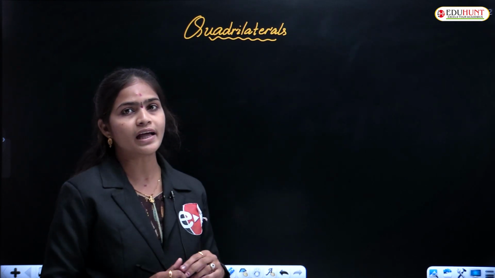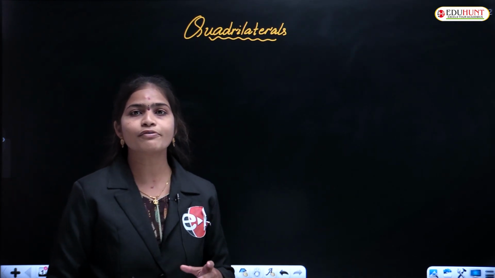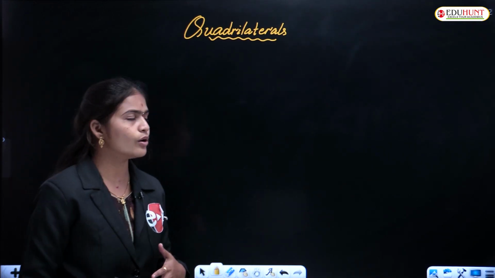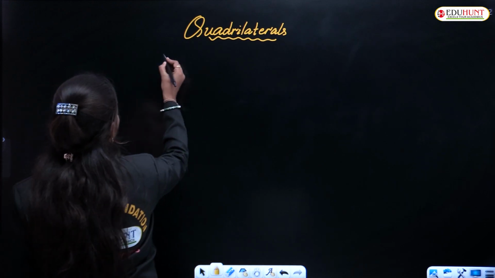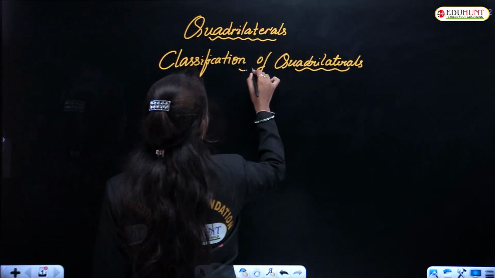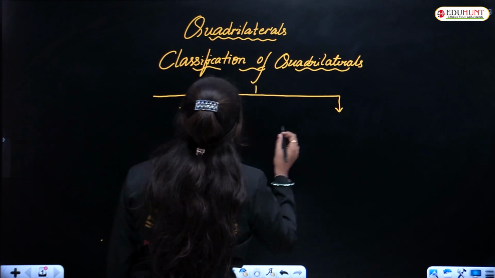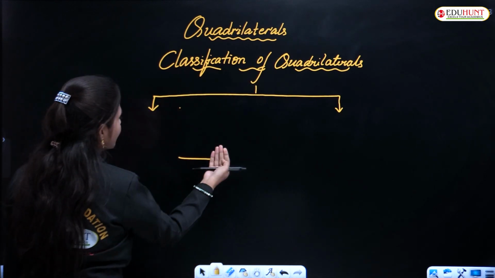So in this video we are going to discuss the classification of quadrilaterals. So children, for triangles we have some classification, some different types of triangles, and in the same way here also we have some different types of quadrilaterals. Okay, so see the classification of quadrilaterals. Here it depends on 2 types. We have some types of quadrilaterals.